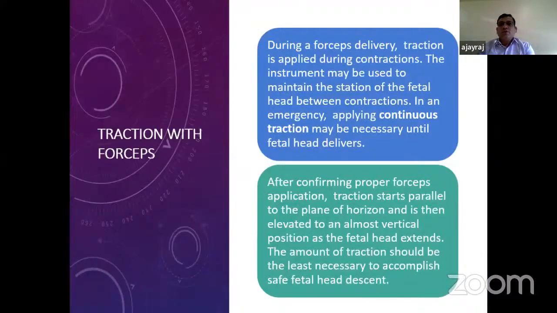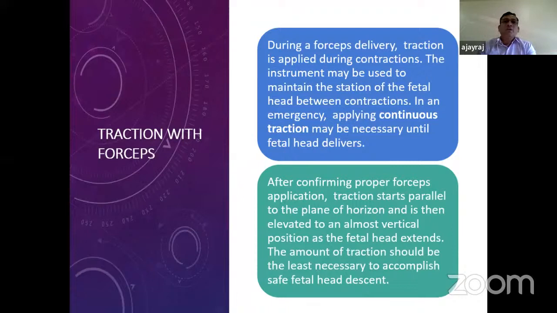Traction with forceps. During a forceps delivery, traction is applied during contractions. It is important that the traction should be applied only during contractions. The instrument may be used to maintain the station of the fetal head between the contractions. Sometimes we can see that the fetal head descends with the contraction, and sometimes it goes upwards. It happens when there are loops of cord around the neck. So here we can use the forceps to maintain the station of the fetal head between the contractions.